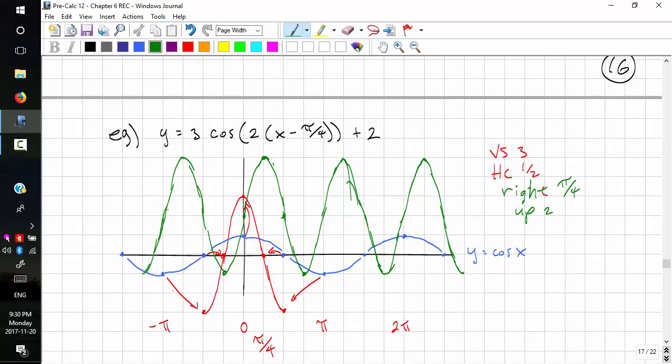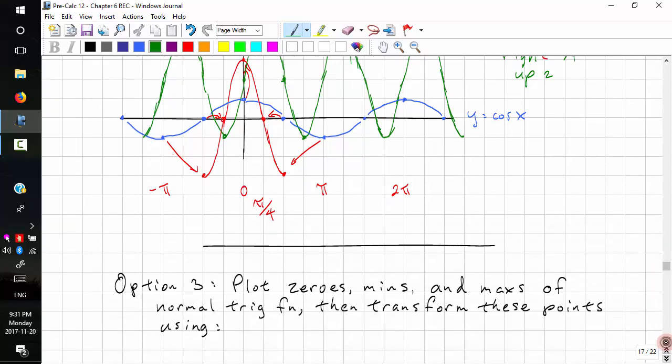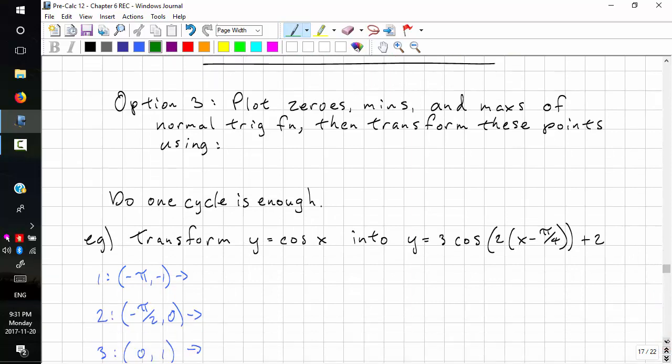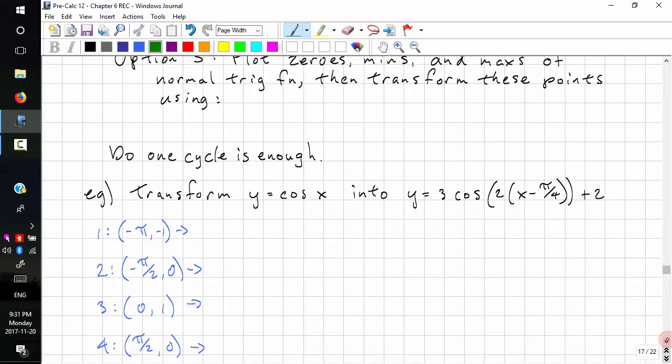And we're done. So if you like that method, just draw one cycle, transform that one cycle, and extend the cycles. Now, option 3. And I would argue that this is probably the hardest method, is just doing the table of values. Now, you are still doing the same transform. This is x over b plus c, and we're going to do ay plus d.